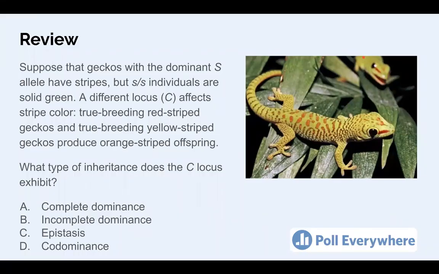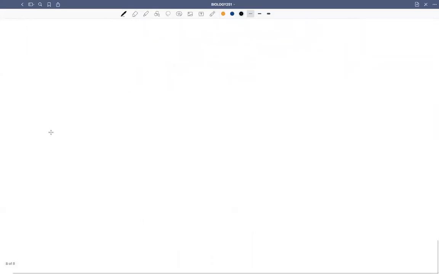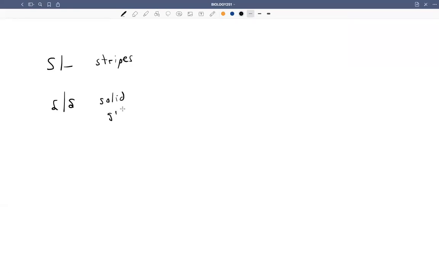All right, so this question kind of combines a little bit of what we've seen already. Here we've got a made-up example with geckos. Geckos with the dominant big S allele have stripes. Little s individuals are solid green. So let's start laying this out maybe. So big S something, stripes. And I'm going to do a funky little s so that I know it's lowercase, solid green.